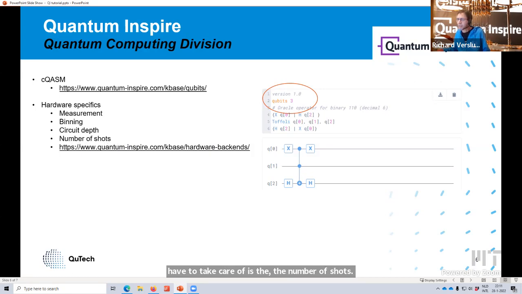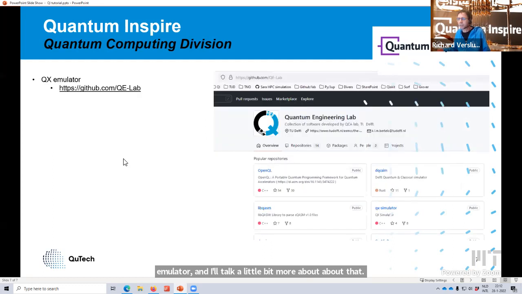If you use hardware backends, you'll find on our website how many shots you can run your algorithm. This differs between the different backends, so it's maximized for the different backends and depends on the memory limitations of our hardware. But there's something very special when you run it on an emulator, and I'll talk a little bit more about that. But always define a good, high enough number of shots on our hardware backends in order to get good results.